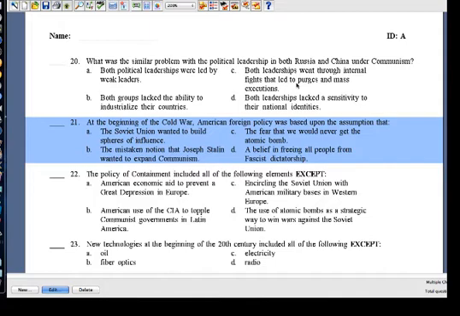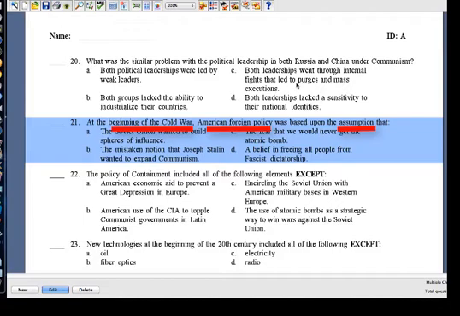Question 21. At the beginning of the Cold War, American foreign policy was based upon the assumption that. I would look at beginning of the Cold War, American foreign policy, and assumption. Now the reason why I want to do that is that gives me a time period to look at so that I don't get distracted by other possible time periods. It also tells me that I'm looking for what the belief was, not what the reality was about the Cold War.